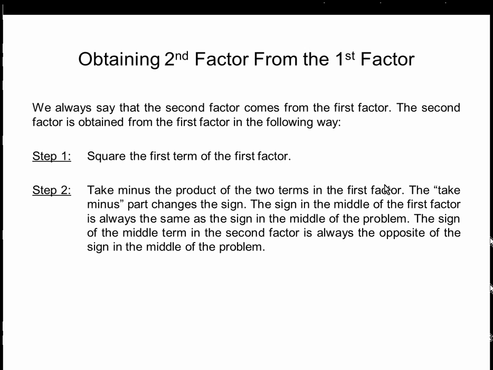Step 2, take minus the product of the two terms in the first factor. The take minus part means change the sign. The sign in the middle of the first factor is always the same as the sign in the middle of the problem. The sign of the middle term of the second factor is always the opposite of the sign in the middle of the problem.